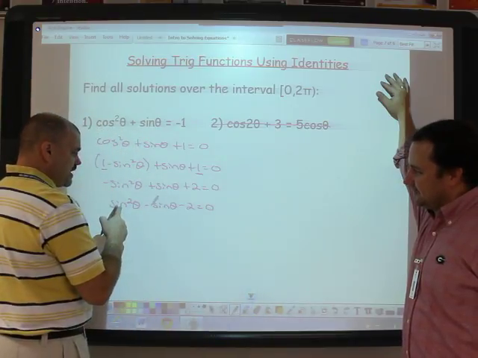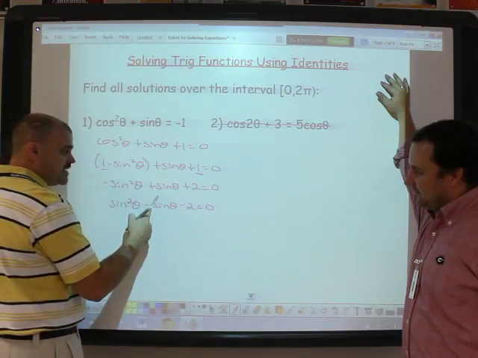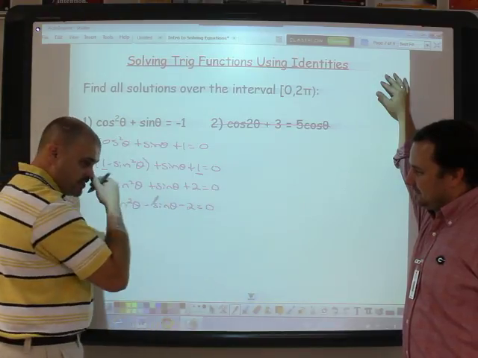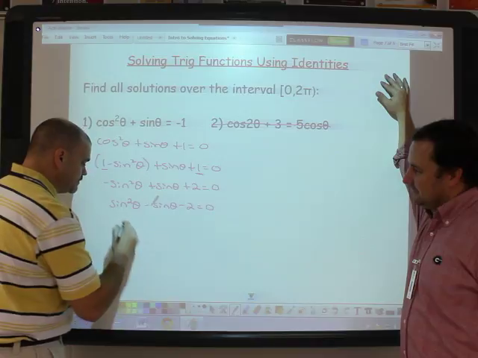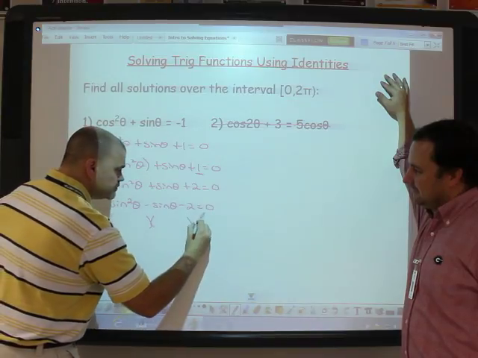Alright, so I multiplied that by negative, turned it negative, and then 0 times negative 1 is just 0. So we're good. Now I'm ready to factor.